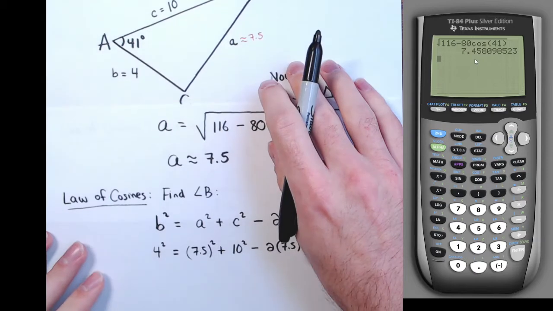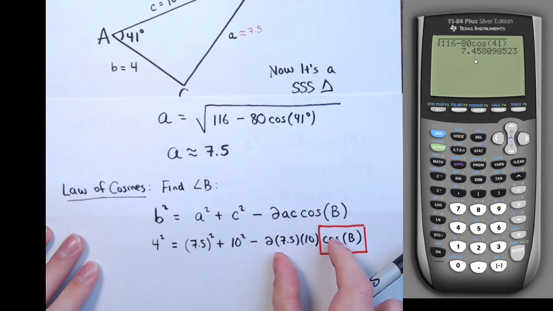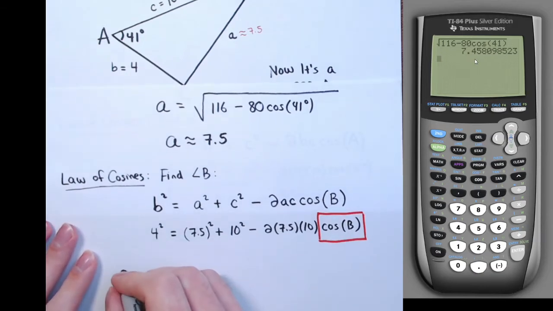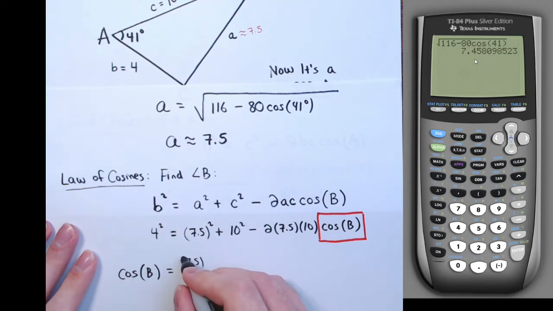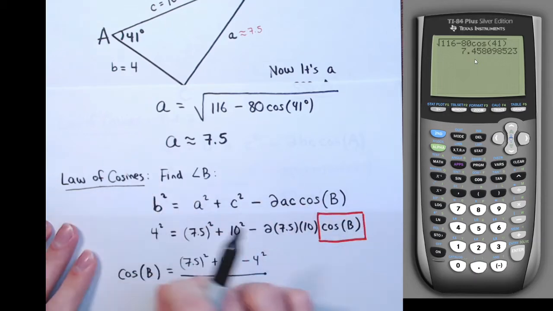So if I do that, well, this is all one big term over here. This is this big product. I could add this, subtract 4 squared, and then divide by the stuff that's not cosine B. So hopefully you can follow the algebra. I'm not going to write all those steps. And get the cosine of B equals 7.5 squared, that was little a squared, plus 10 squared, then minus 4 squared, all of that divided by this product in front of the cosine. Again, I added this, and then I'm going to divide by that 2 times little a times little c. All right, 2 times 7.5 times 10.